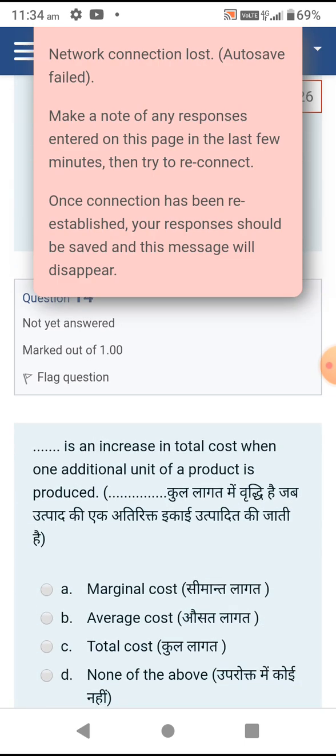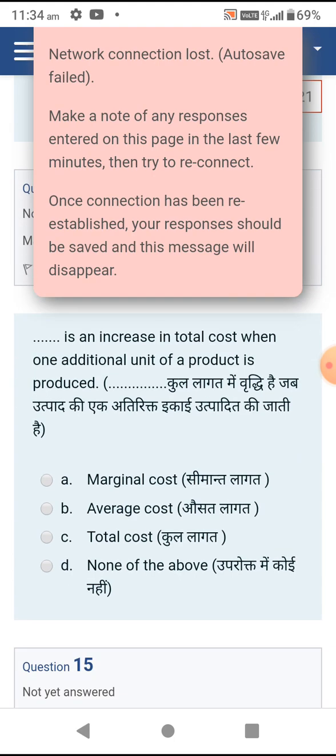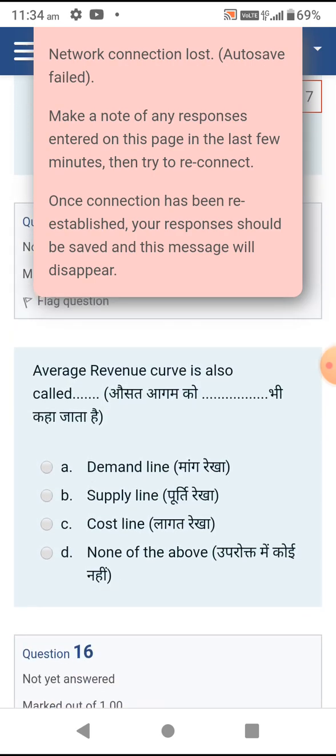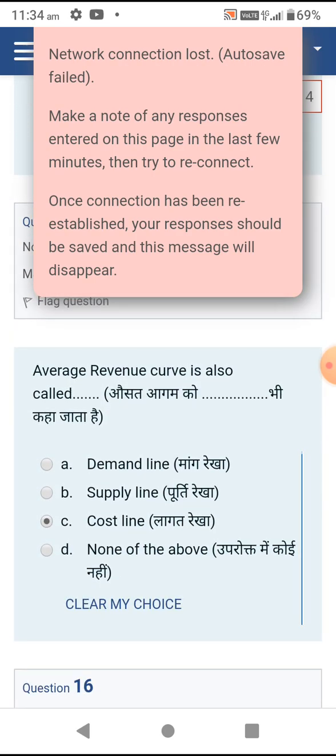What is an increase in total cost when an additional unit of a product is produced? Marginal cost, average cost, total cost, none of the above. Average revenue curve is also called cost line, supply line, demand line, none of the above.